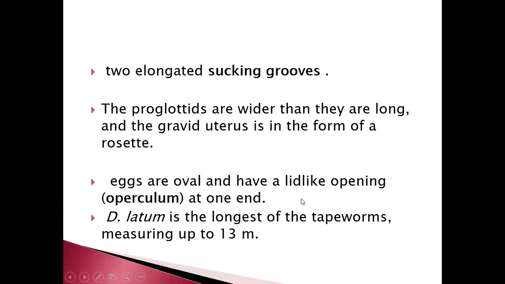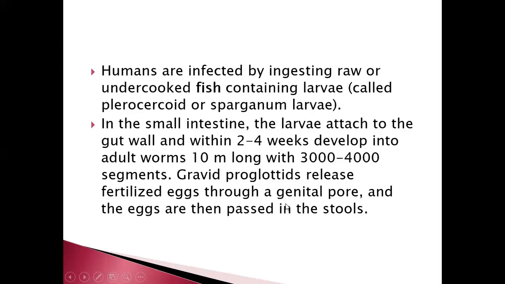Eggs are oval and they have a lid-like opening at one end, which is called the operculum. Cephalobothrium latum is the longest of the tapeworms, measuring up to 13 meters. And the next one we will study will be the shortest, which is why it is also called the dwarf tapeworm. So the longest tapeworm is Cephalobothrium latum, and it is 13 meters long.